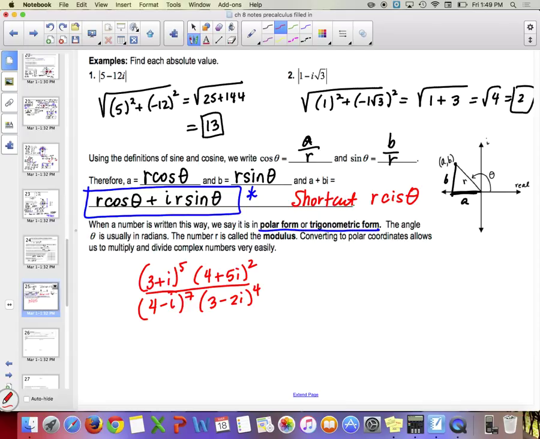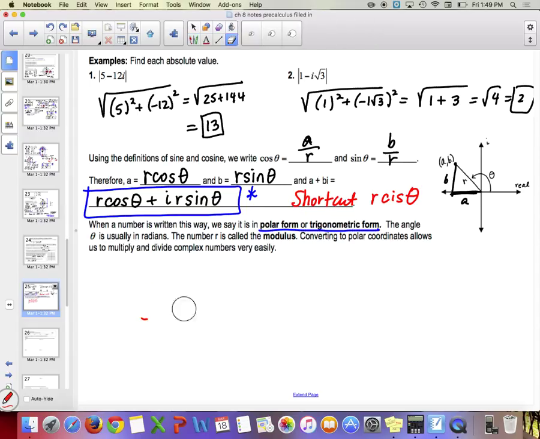All right, so this is why we use polar form or trigonometric form, okay? This is why we learn this. It makes it much, much simpler. I promise, okay? So that's our goal. We're getting to that. I promise.